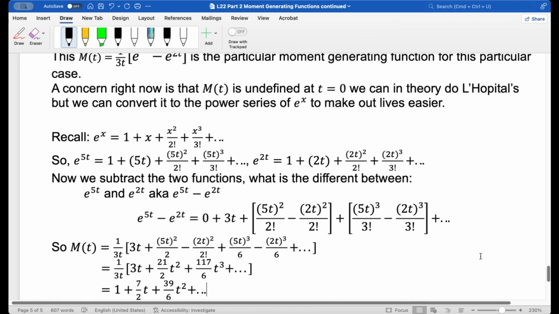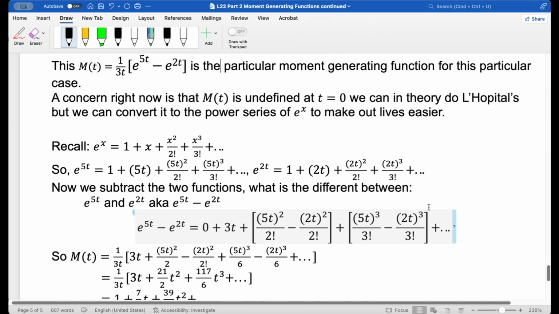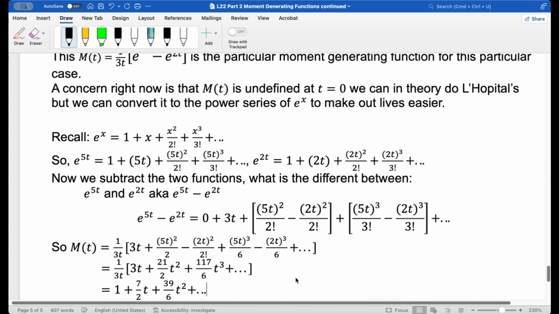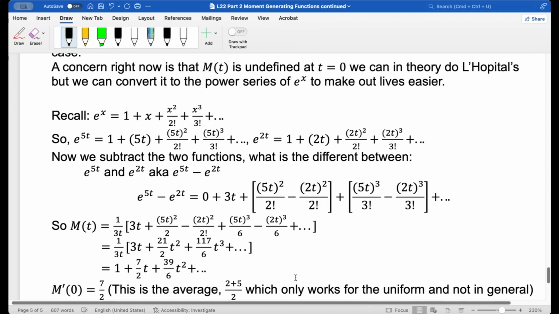So we have the 1 over 3t still in front here, times e to the 5t minus e to the 2t. Again, just subtracting common like terms here. 1 minus 1 is 0. 5t minus 2t is 3t. And then we have the power 2, power 3, and so on. For power 2, it's 25t squared minus 4t squared, which is 21. 5 cubed is 125 minus 2 cubed, 8, is 117, and so on. And then we can reduce that down.